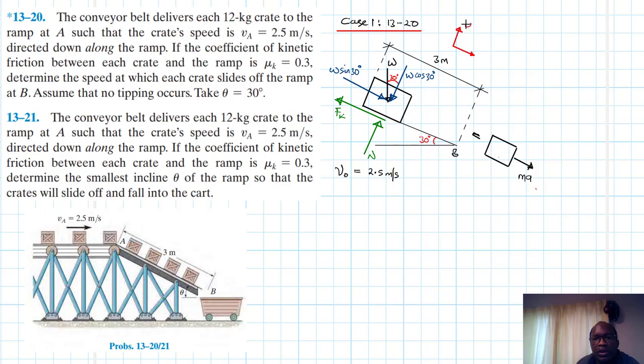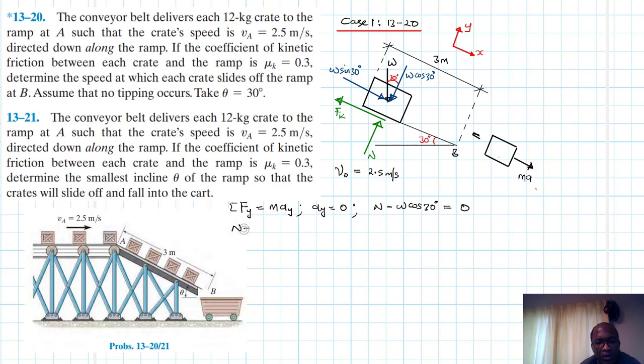Okay, so this is our y and this is our x. Let's say summation of forces in the y. We start in the y because we need that kinetic value. Summation of forces in y is going to be equal to 0. Therefore, we just have N minus W cos 30, which is equal to 0.